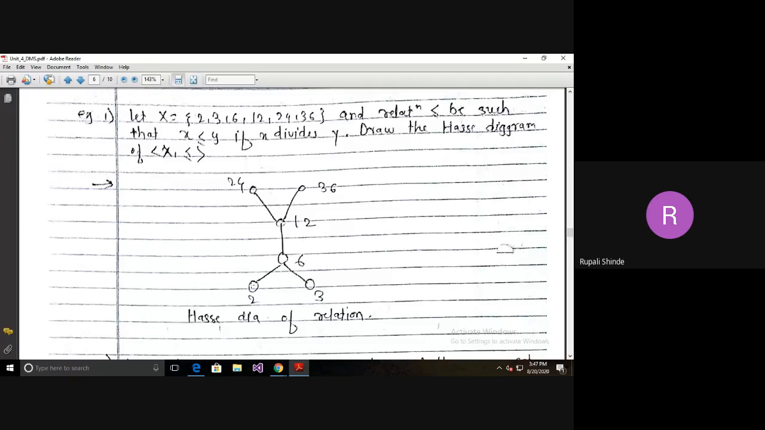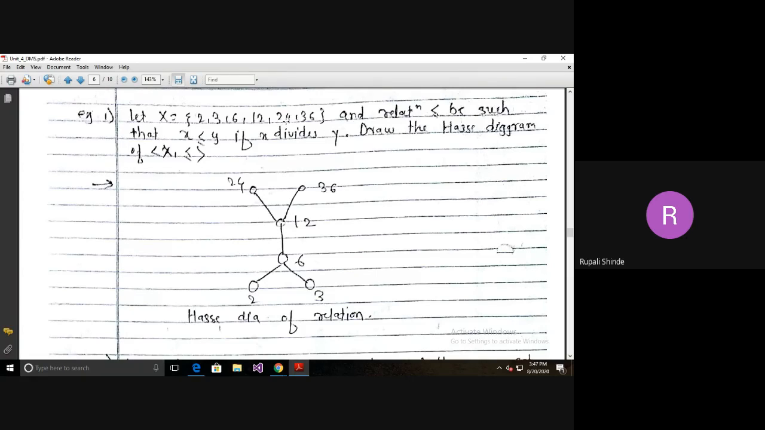But it is not possible to draw a direct line from 2 to 12, because there is one line from 2 to 6. 2 directly divides 6 and 6 divides 12. So it is not required to give a line from 2 to 12 because it has been covered from 2 to 6 and 6 to 12.